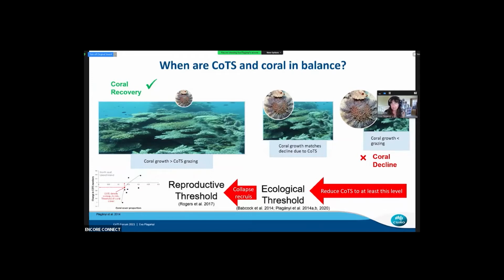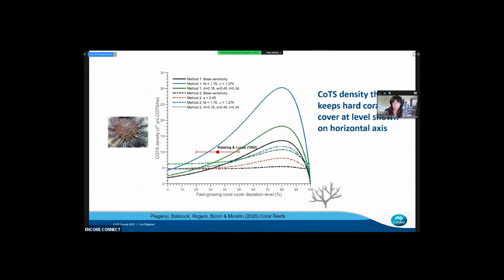We've mentioned as well that there's a slightly lower threshold, which we've called the reproductive threshold, based on Jacob Rogers et al.'s work. And that is one where you're basically collapsing the reproduction of the COTS, and so you're allowing a much faster recovery of the coral. So these sort of models have implicit in them the density dependence that happens in the coral, as well as some of the density dependent factors that affect the COTS populations. That's the basis of being able to construct these curves, which is where the results we've been giving you come out of.